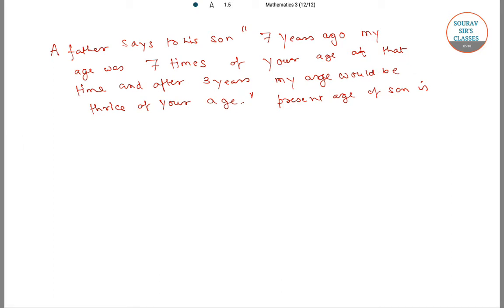Now let us solve the following question. Here we have a father and son, where the father says to his son that 7 years ago his age was 7 times that of his son's at that time, and 3 years after, his age would be thrice that of his son. So let father's age be denoted by F and son's age be S. Here we have to find the present age of son, that is the value of S.